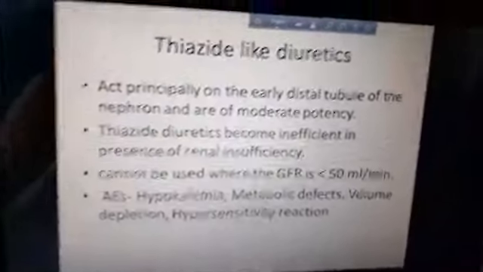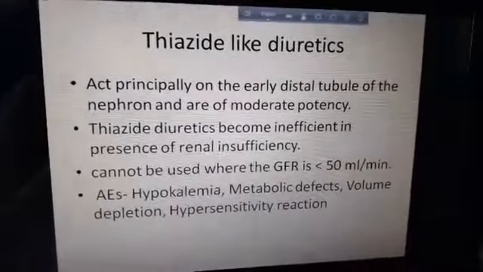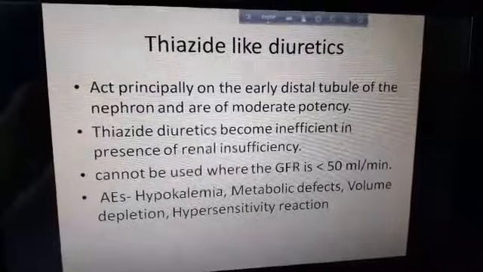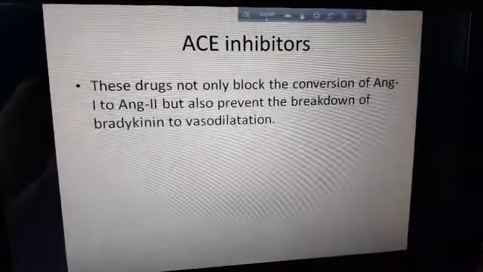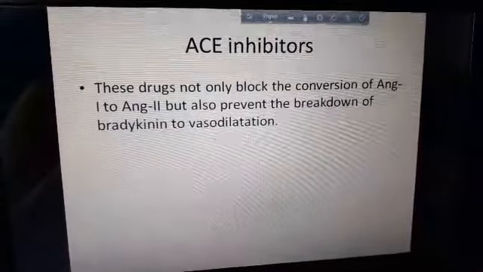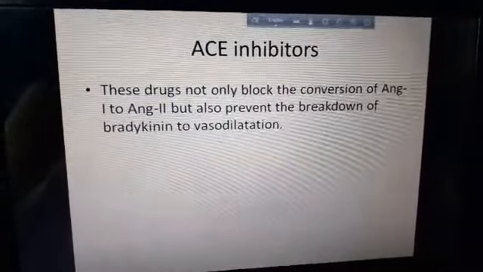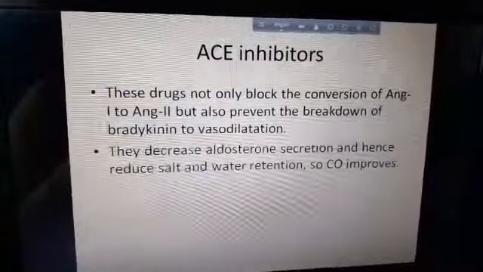Adverse effects are the same, but remember thiazides are less effective diuretics in heart failure. ACE inhibitors we discussed yesterday. These drugs not only block conversion of angiotensin 1 to angiotensin 2, but also prevent the breakdown of bradykinin, and that will lead to vasodilation.